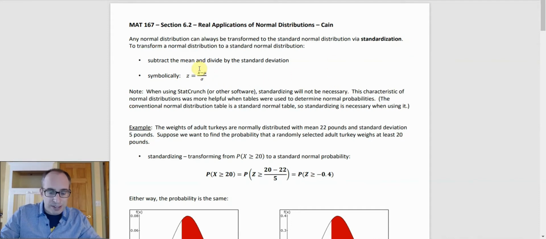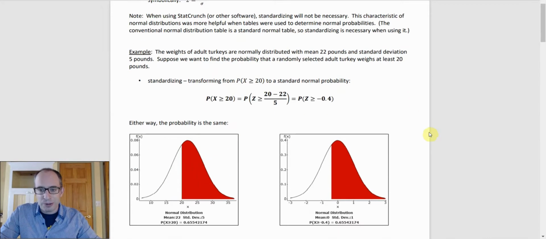So if x is the value of your variable in whatever other normal distribution you've got, let's say a normal distribution with a mean of 10 and a standard deviation of 4, then if you subtract the mean and divide by the standard deviation, you're going to have a value that comes from a standard normal. You can always do that, although it's a bigger deal if you had to use a table, because the tables are set up for a standard normal. But for using StatCrunch, you don't need it. As it says here, if you're going to use a table, then you do. But if you're going to use StatCrunch, you really don't.